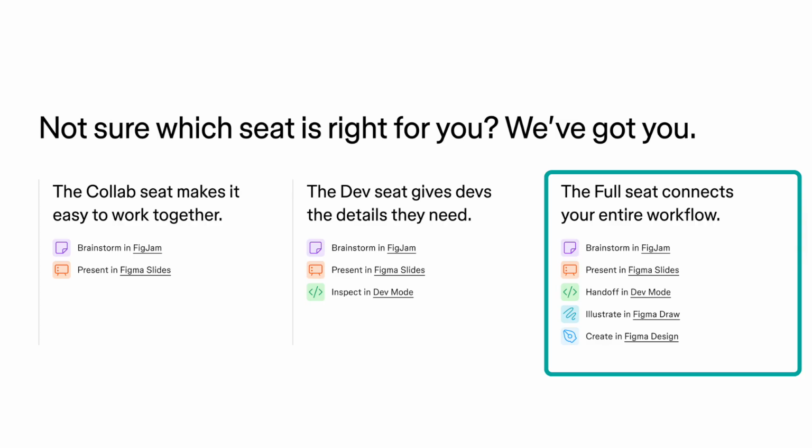Lastly is the full seat, and this connects the entire workflow, and this enables you to have access to all the products available, being Figma Jam, Figma Slides, Dev Mode, Figma Draw, and Figma Design. Now that you can kind of understand the seat roles, I'll just give you an example how it will work in real life. So you will probably assign a collab seat to a manager. You'll assign the dev seat to the devs that are going to build your design, and the full seat will go to the designers. Now let's go back to the different pricing plans available.